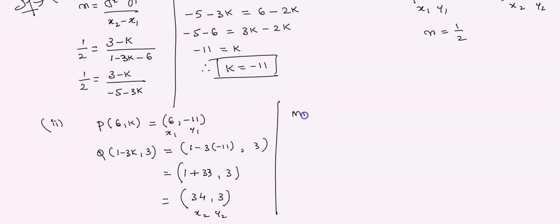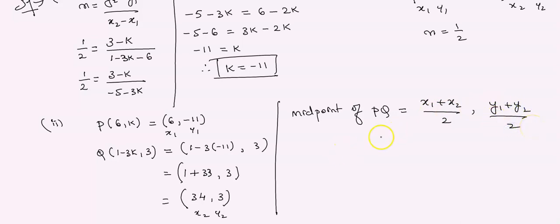We know that they are asking us to find the midpoint of PQ, right? So the midpoint of PQ is equal to, we have the formula, (x1 plus x2) by 2, comma (y1 plus y2) by 2. Now, what is the value of x1? x1 is 6 plus x2 is 34, by 2, comma y1. y1 is minus 11 plus y2 is 3, by 2.